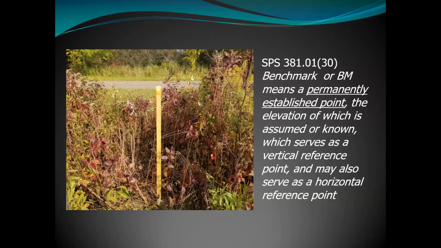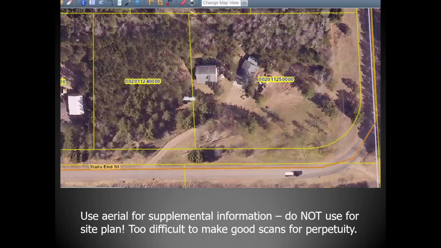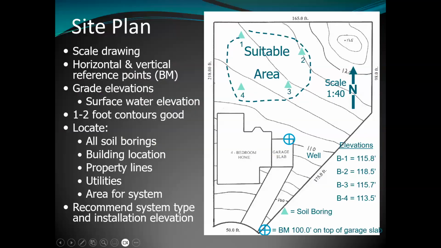Benchmark: a permanently established point, elevation is known, or we assign one. And it's also a horizontal reference point where we can measure back from. So things like this, you can use an aerial photo for supplemental information to sort of map out the site, but don't use it for a site plan. If I start drawing on here, this is where my pit was and where my lines are, we're going to lose them, not be able to see that kind of detail.